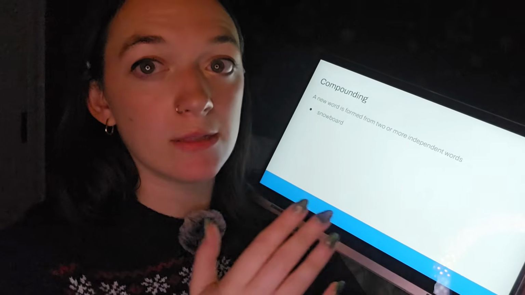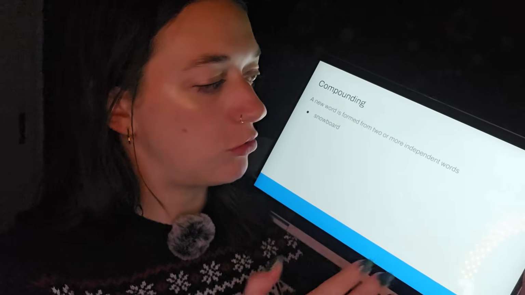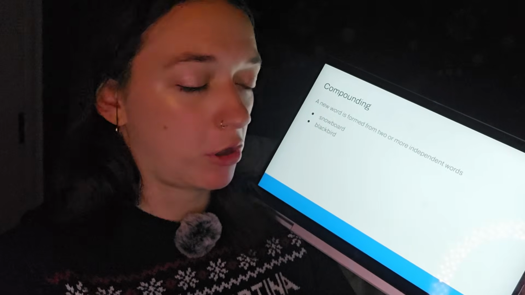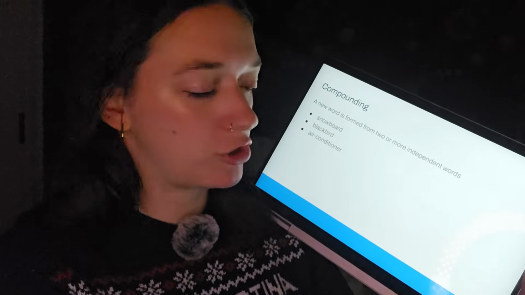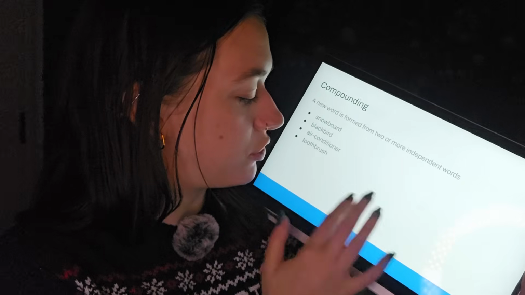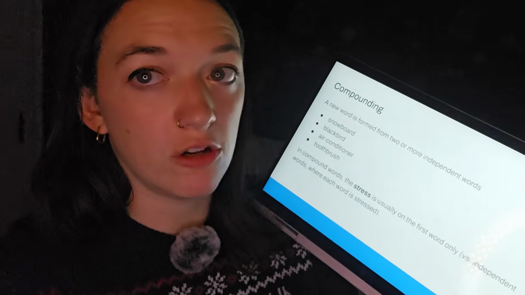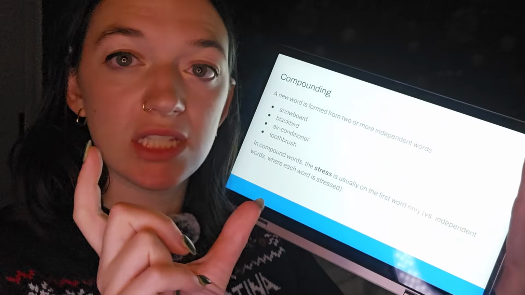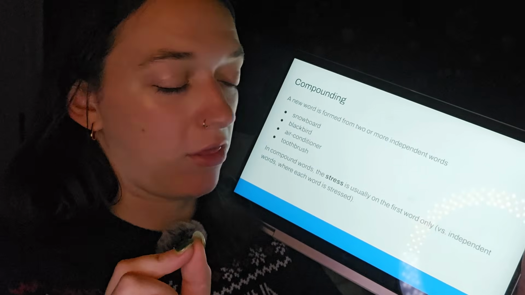Examples are things like snowboard, blackbird, air conditioner, toothbrush, and so on and so forth. All of these are made by just pressing 2 existing words together.